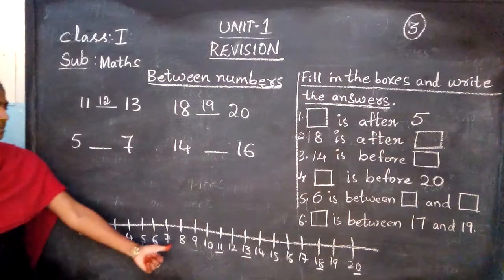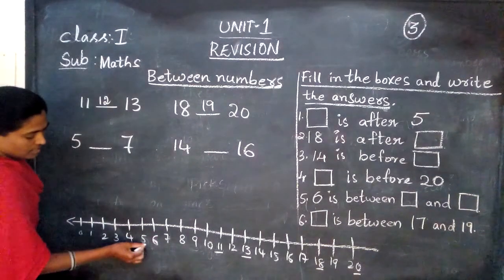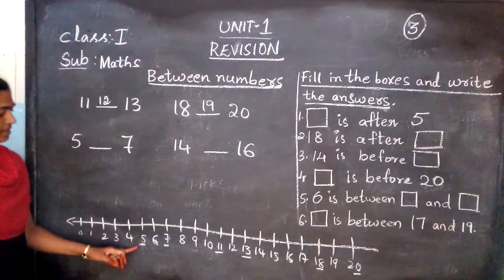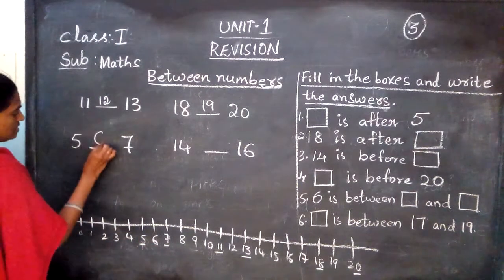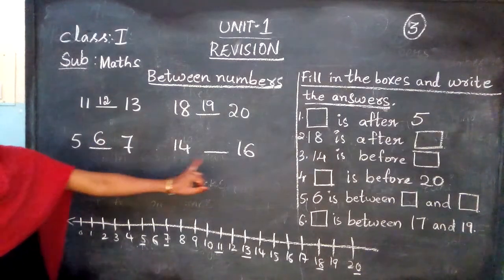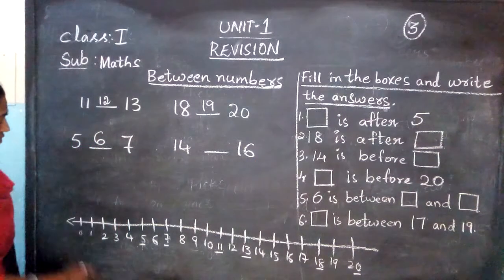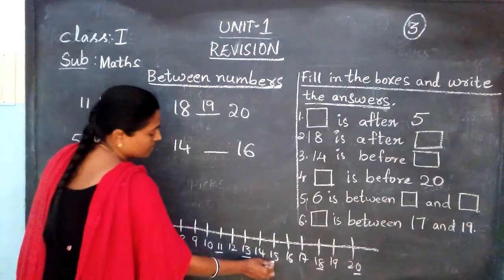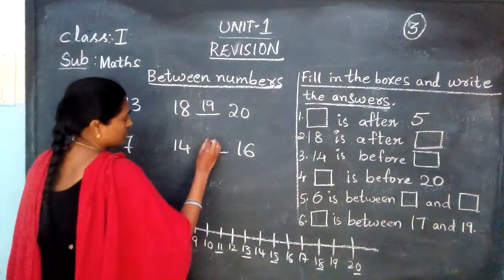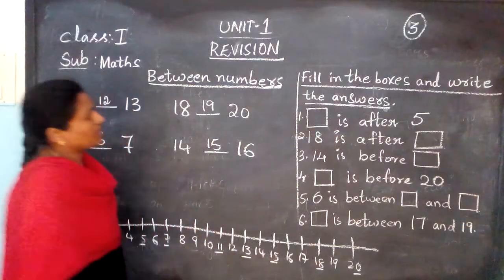Next, 5 and 7. Look at the number line. Where is 5 and 7? Here, 5 and 7. Between 5 and 7, what number is there? 6. Next number 14 and 16. Where is 14 in the number line? Between 14 and 16, what number is there? 15.